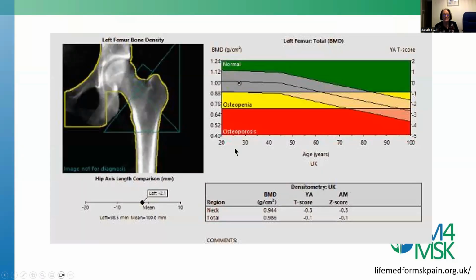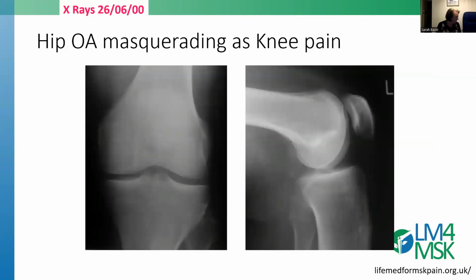We did a DEXA scan to see whether she was osteoporotic. She was not normal, she was within the gray range, not fully osteopenic or osteoporotic, but she was not normal. So there was some deficiency in bone mineralization. And that is because of the excessive stress and the lack of estrogen in the body.